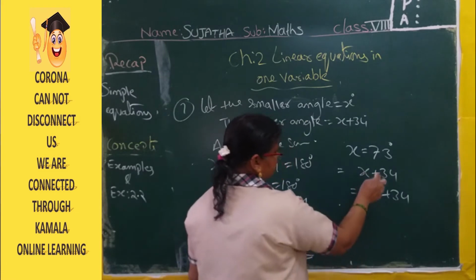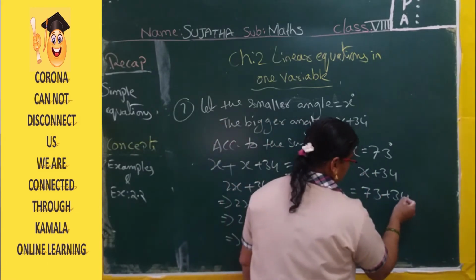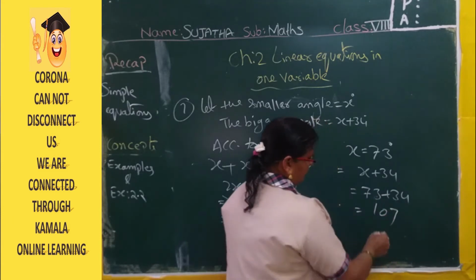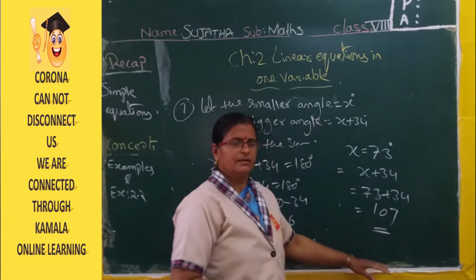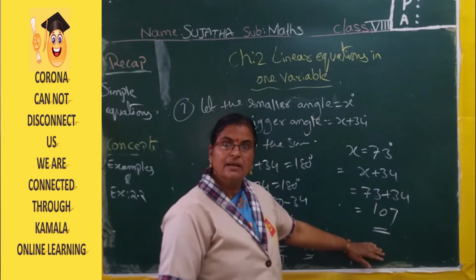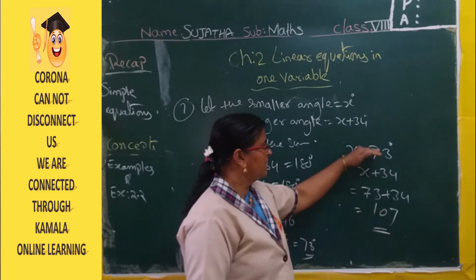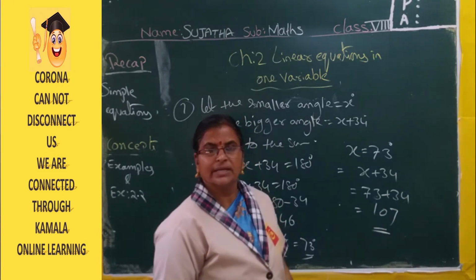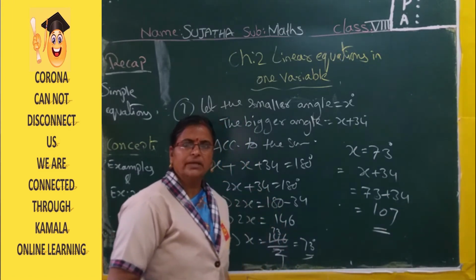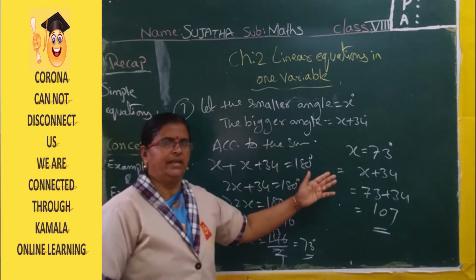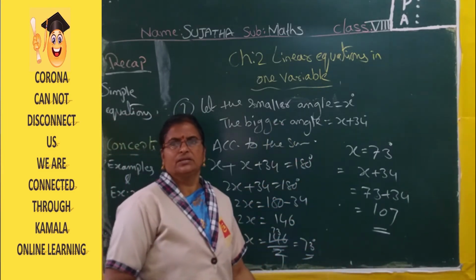Another angle will be 73 plus 34, no? How much? 7, then 10, 107. Now, this is 107. 107 is the bigger angle, 73 is the smaller angle. If you add this 107 and 73, you are getting 180. Okay, so the two are supplementary angles. One angle will be 73, another angle will be 107.